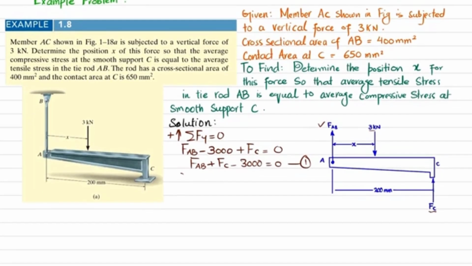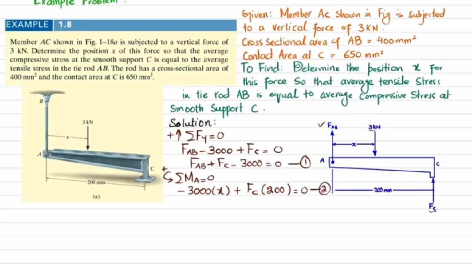Now we'll apply another equation of equilibrium, that sum of all moment about point A is equal to 0, taking the counterclockwise moment as positive. So about point A, first moment is due to this 3000 Newton force and perpendicular distance is X. It is producing clockwise moment, so it will be negative. So I can write minus 3000 multiplied by X. The second moment is due to this load, which is FC, and perpendicular distance is this 200 millimeter, and it is producing counterclockwise moment, so it will be positive. So I can write plus FC into 200 millimeter is equal to 0, and this is your equation number 2.